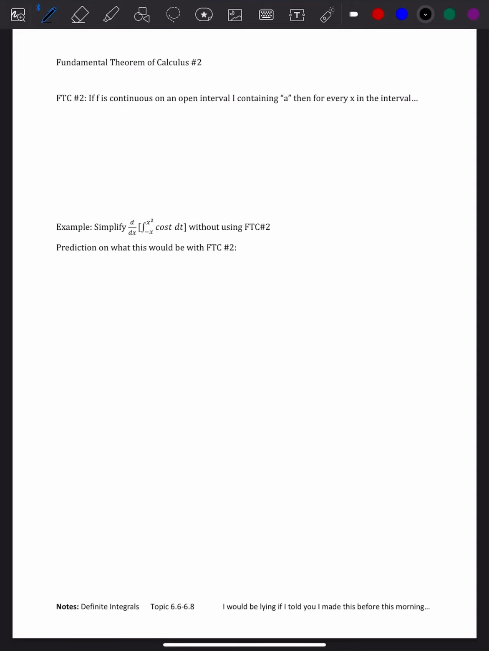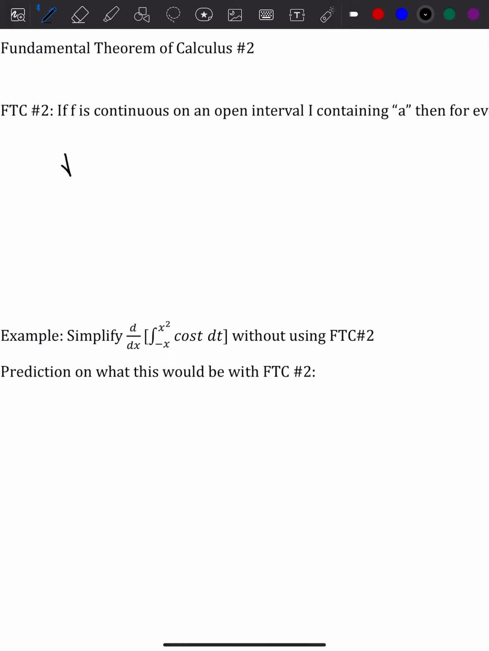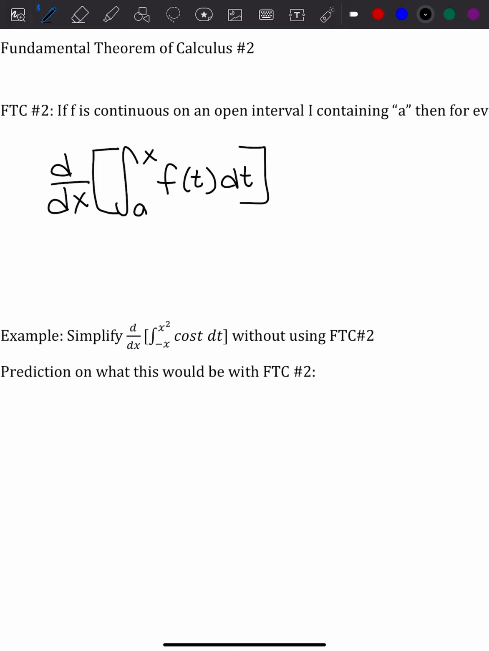So let's finally talk about fundamental theorem of calculus number 2. Fundamental theorem of calculus number 2 is: if f is continuous on an open interval I containing some number a, then for every x in the interval, this is going to be true. If we take the derivative with respect to x of the integral from a to x of a function, we're going to say f of t, with respect to t.